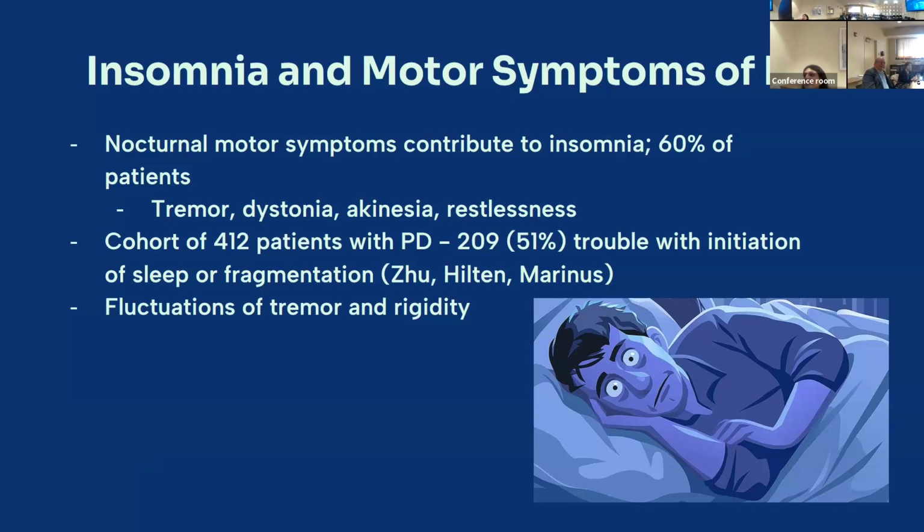So insomnia and motor symptoms. Motor symptoms can affect insomnia in Parkinson's patients. It's 60% of the patients. They'll have nocturnal tremors, dystonia, akinesia, restlessness. There was a cohort of 412 patients with Parkinson's, 51% had trouble with initiation of sleep or fragmentation. A lot of them will have different fluctuations of tremor and rigidity. A lot of their medications will wear off in the evenings as well. So that could be contributing to that.